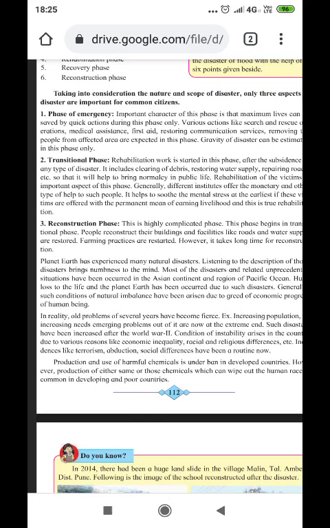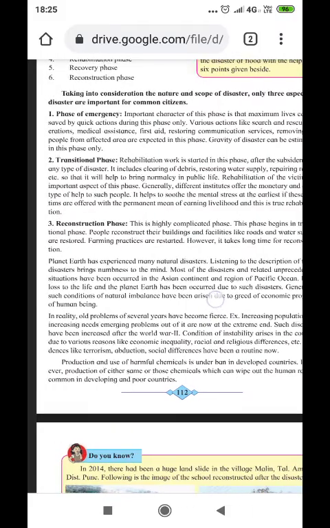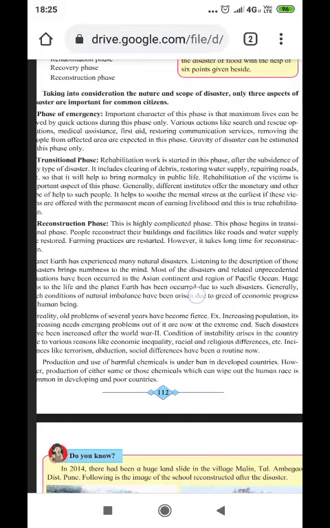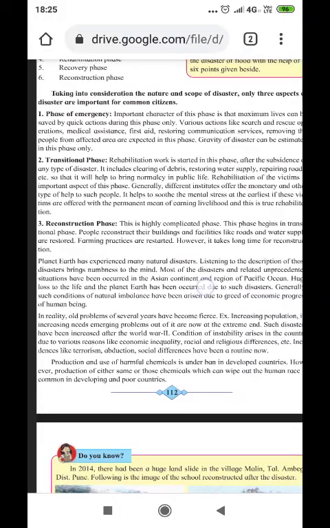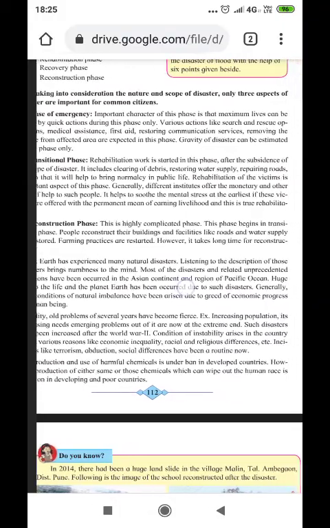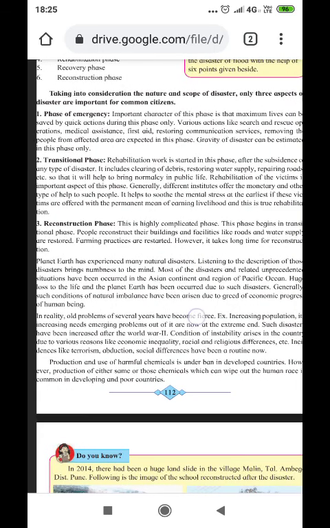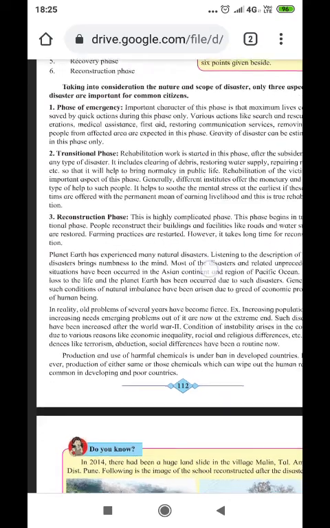Phase of emergency. An important character of this phase is that maximum lives can be saved by quick actions during this phase only. Various actions like search and rescue operations, medical assistance, first aid, restoring communication services, and removing the people from the affected area are expected in this phase. The gravity of disaster can be estimated in this phase only.